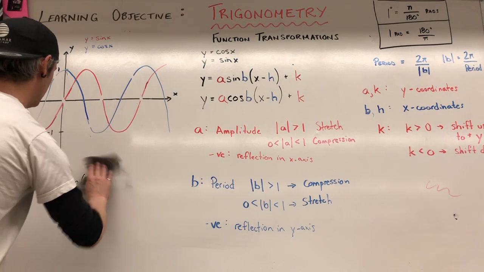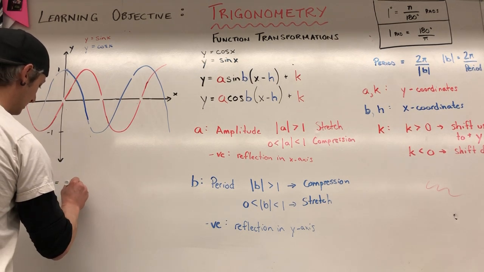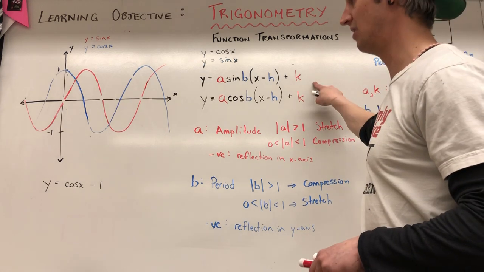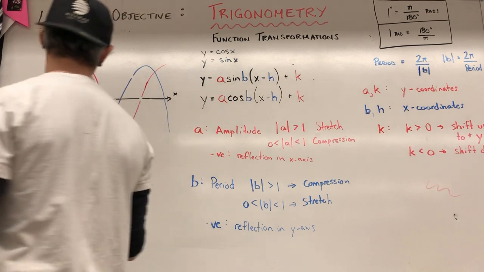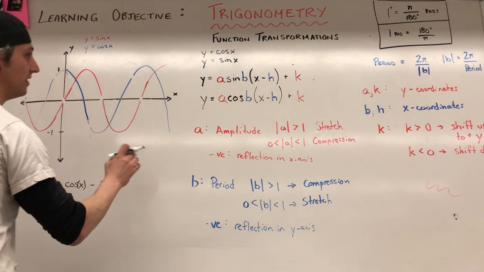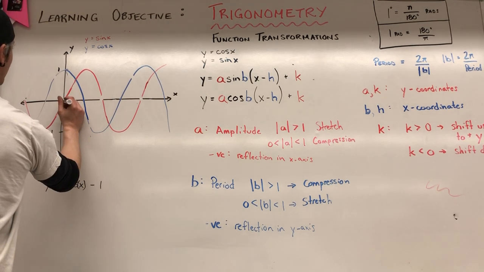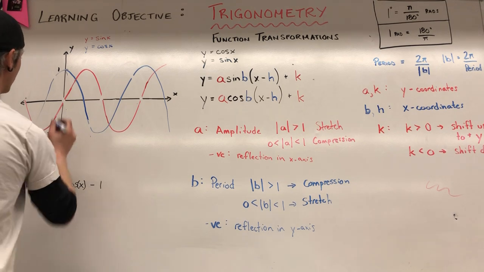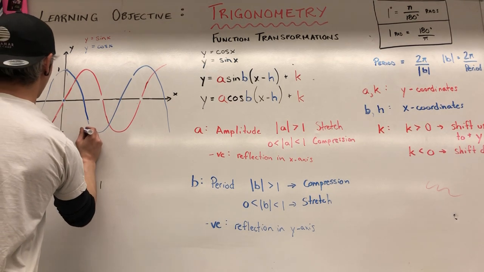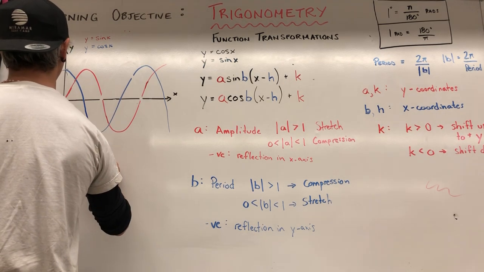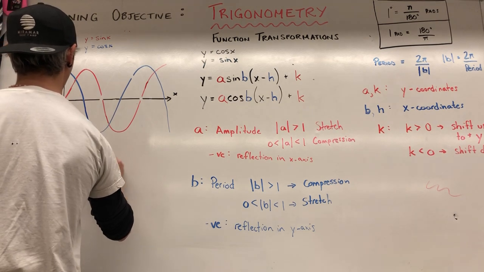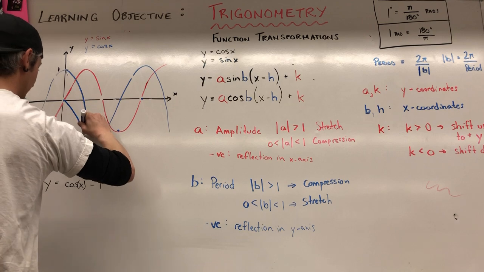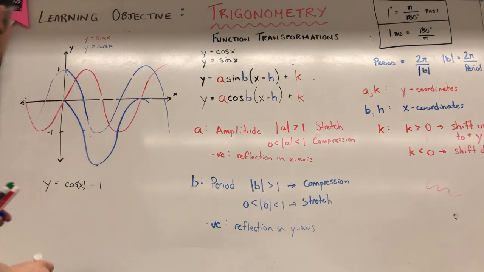So if I had y is equal to cos x minus 1, we've been doing too much sine. Now notice that that minus 1 is not in the bracket, so it's k. It would have to be in a bracket to be h. Cos of x minus 1, k is minus 1. So now we're taking every coordinate and moving it down by 1. If this is the beginning of cos, the new max will happen at 0 because we've subtracted 1 from it. The new midpoint is going to be at negative 1, and the new minimum will be at negative 2. So this is what the transformed graph of cos x minus 1 will look something like that, okay?